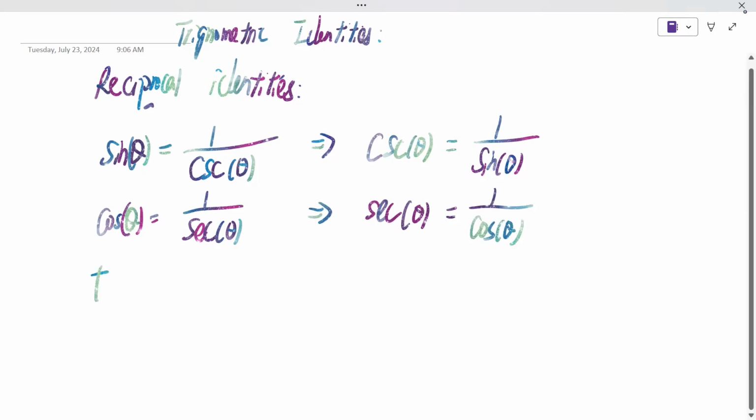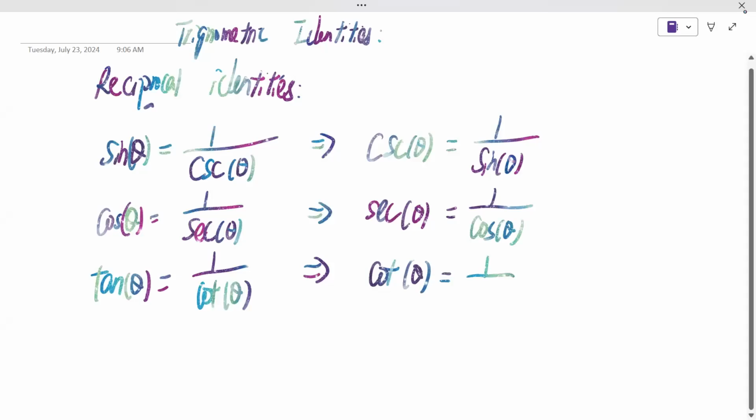And then tangent theta equals 1 over cotangent theta. And cotangent theta equals 1 over tangent theta. So this is a typical reciprocal identity. If you know any of the 3 identities, then you know the other 2, right?